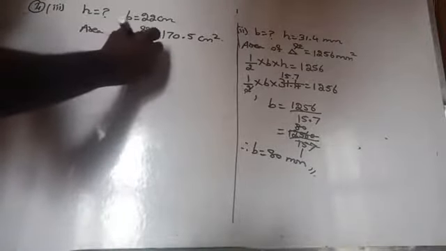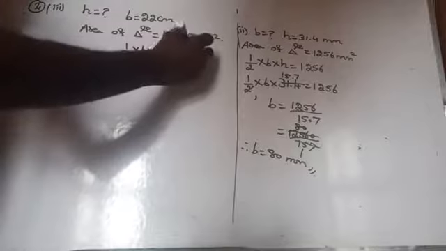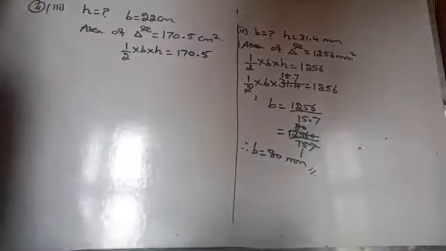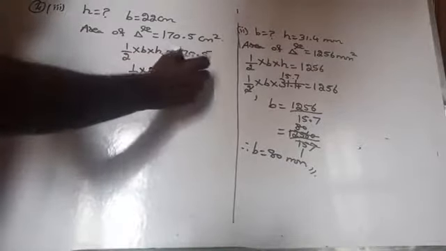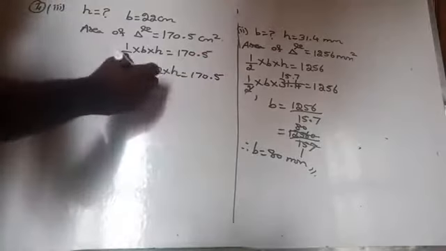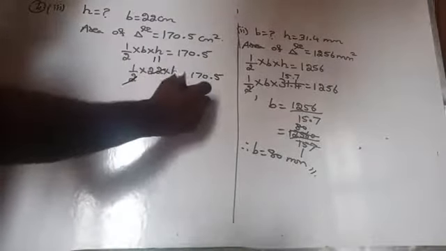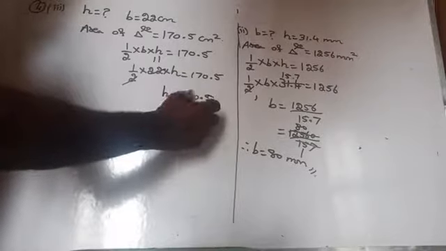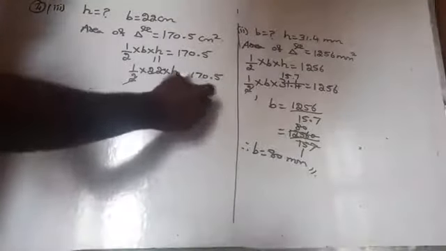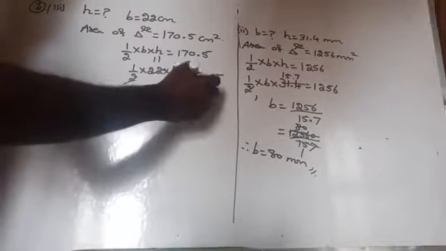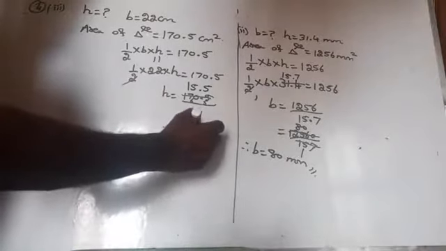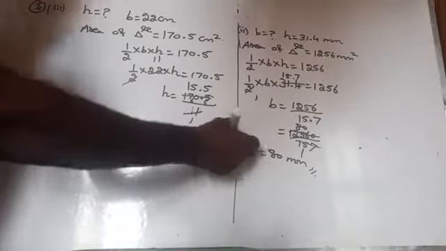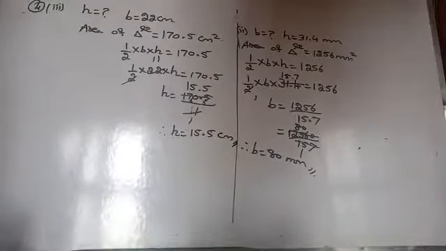Now what is the area of a triangle formula? Half into base into height is equal to 170.5. Am I right? Now what is the base here? 22. So half into 22 into height is equal to 170.5. 1 2 is 2, 11 2s are 22. So height equal to 170.5 by 11. Now 1 11 is 11, 1 11 is 11, remaining 6, 5 11s are 55, remaining 5, then 5 11s are 55. Therefore the height is 15.5 centimeter. This is the height of the triangle.